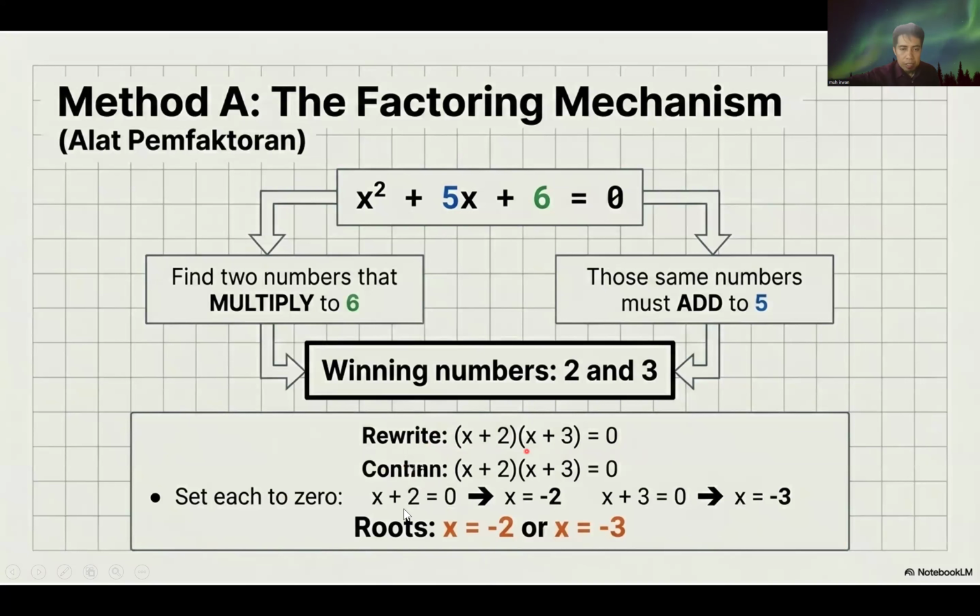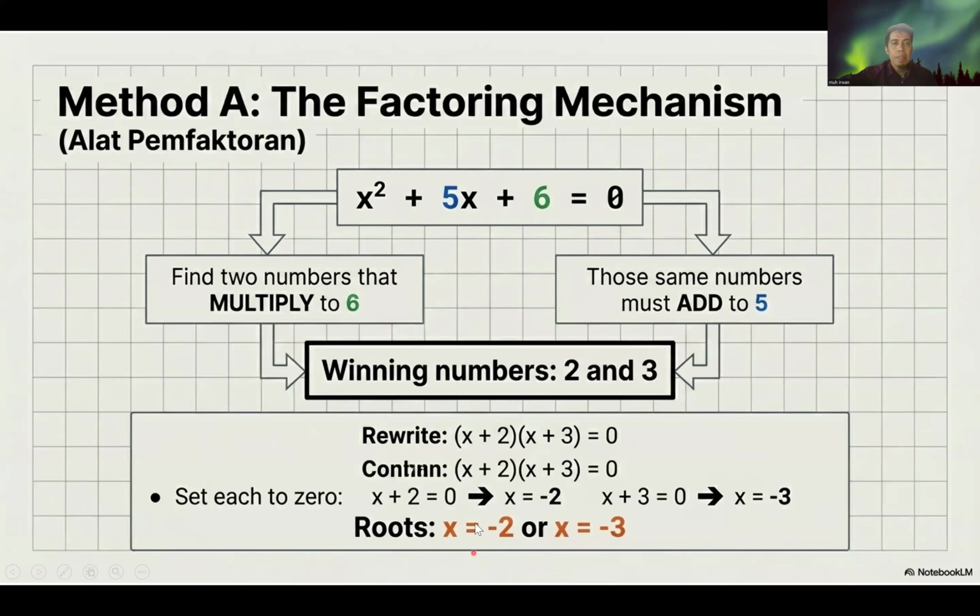So x plus 2 equals 0, we get x equals minus 2. And x plus 3 equals 0, so we get x equals minus 3. So we get the roots: x equals minus 2 and x equals minus 3.